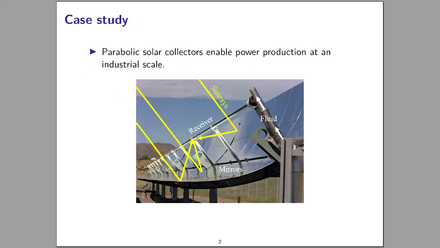So first, let's talk about the model we are going to work with. We have taken a case study about parabolic solar collectors. These solar collectors enable power production at an industrial scale just from solar energy. As you can see on this scheme, the collectors are parabolic mirrors which gather the sunlight and reflect it onto an oil pipe, which is called here the receiver. In this pipe, the oil heats up and reaches about 400 degrees, and then in a power plant, the heat is transformed into power, electrical power meaning.